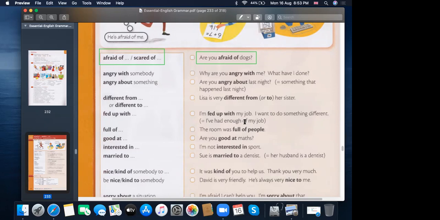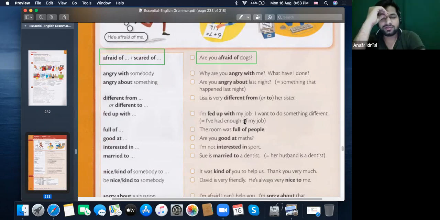Some people are afraid of flying. She is afraid of teaching. Yes, afraid of flying cars.